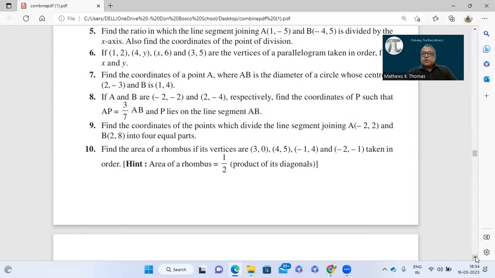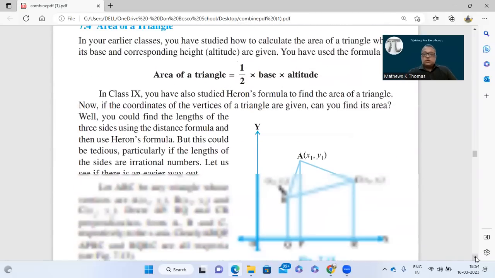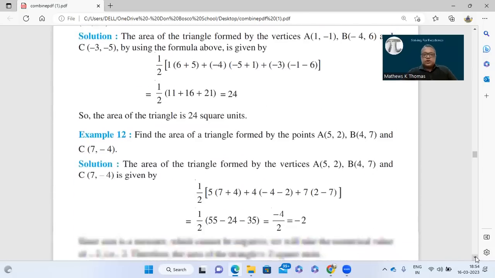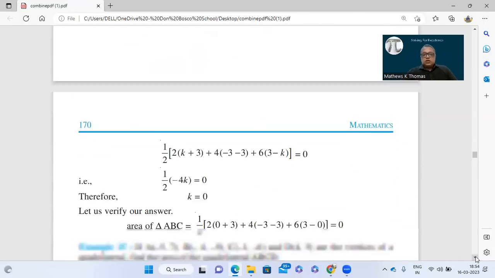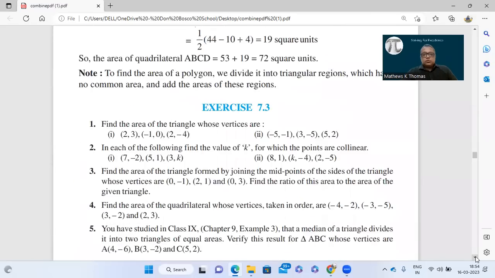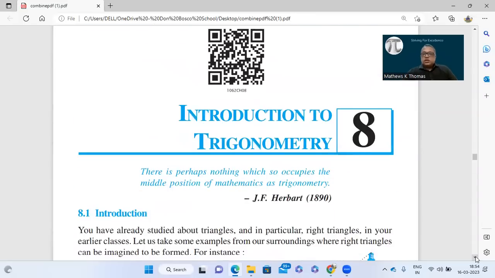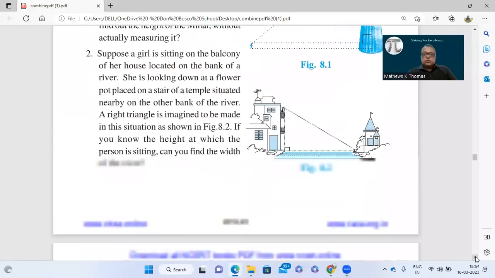We also need to do the midpoint formula to find the coordinates of midpoints. If it is a midpoint, we are going to use the midpoint formula. Then we go further, 7.3 is deleted, so we can skip all this. Then, introduction to trigonometry.